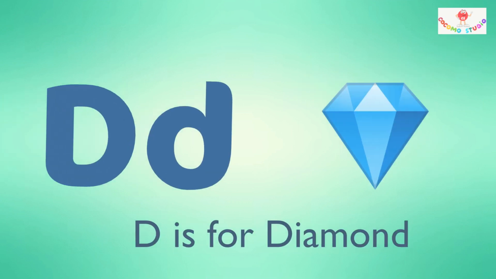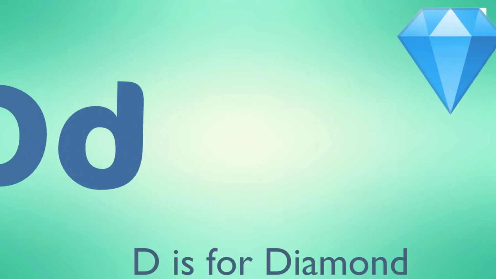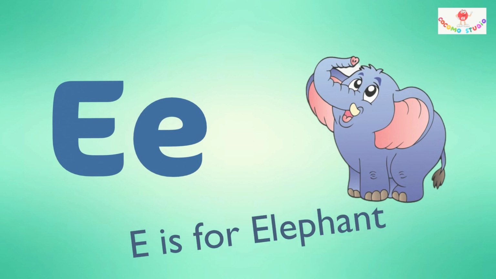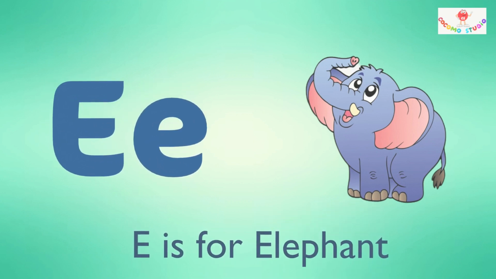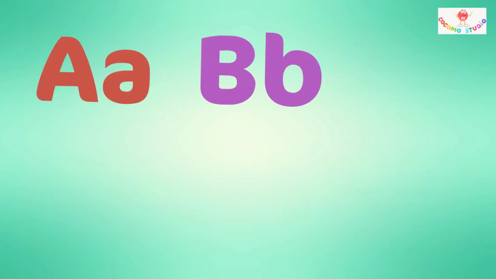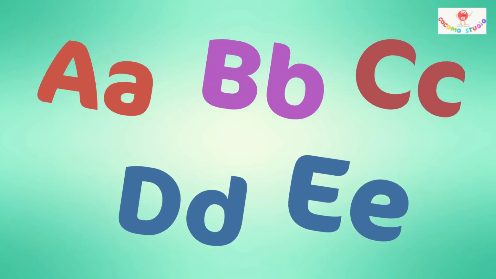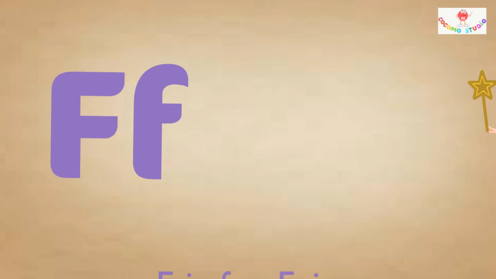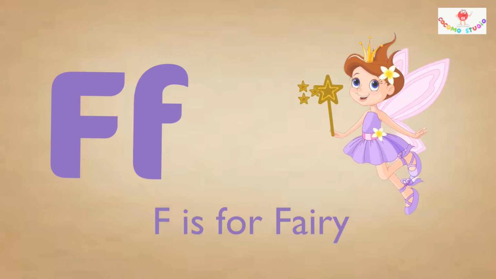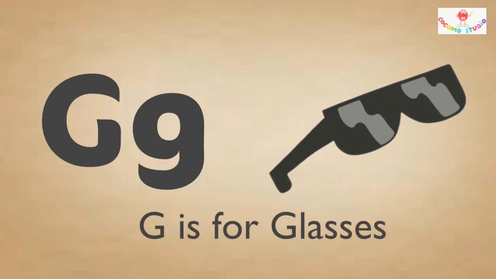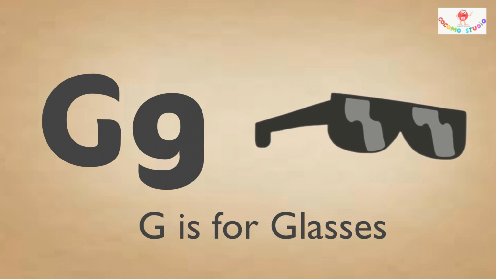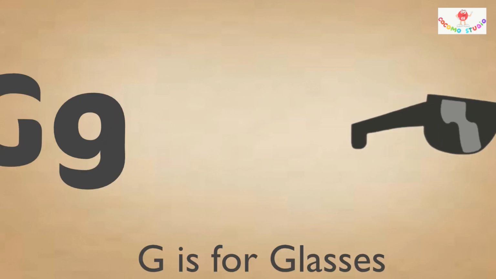Diamond, d, d, diamond. E is for elephant, e, e, elephant. F is for fairy, f, fairy. G is for glasses, g, g, glasses.